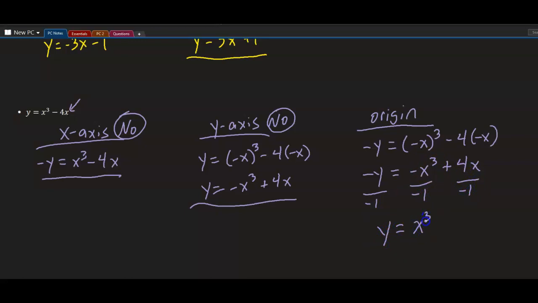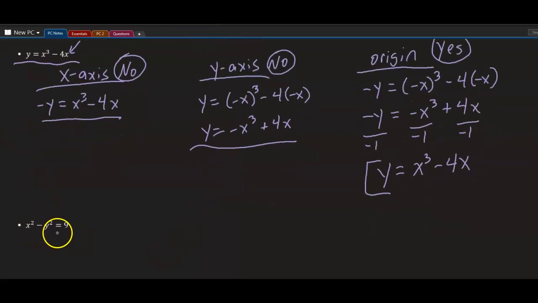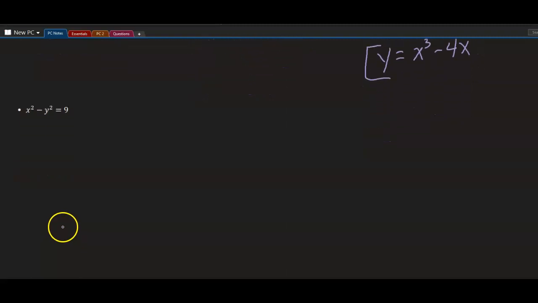This will be an x to the third. This will be a minus a 4x. Now notice that this equation is this equation. So yes, we have origin symmetry here. All right. Last one here.